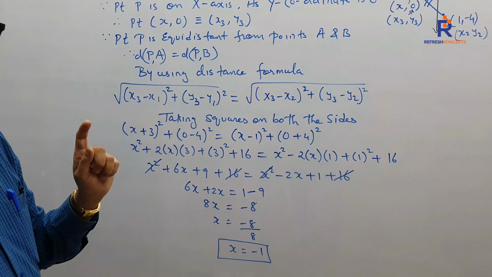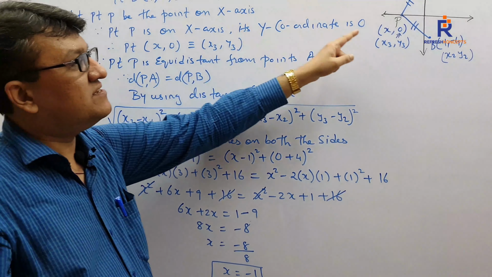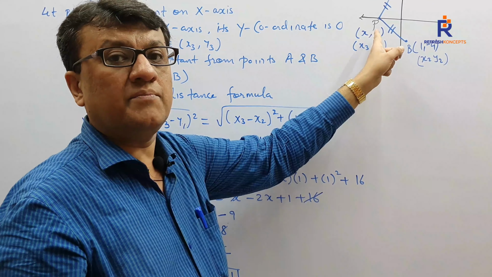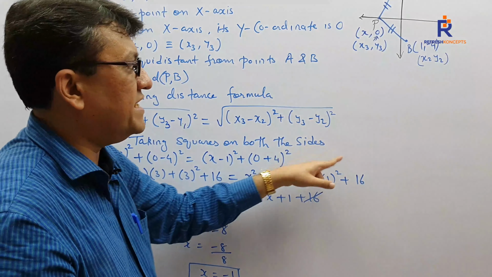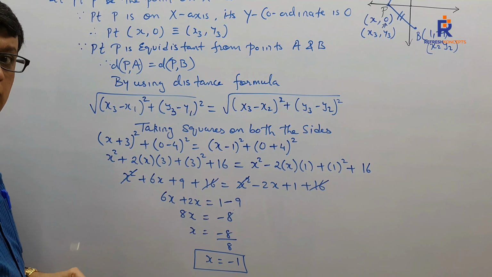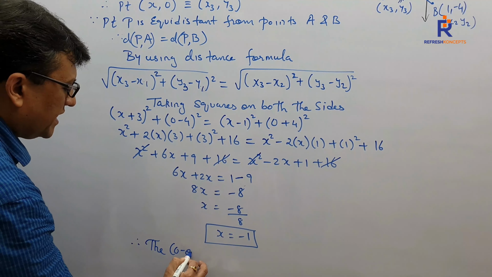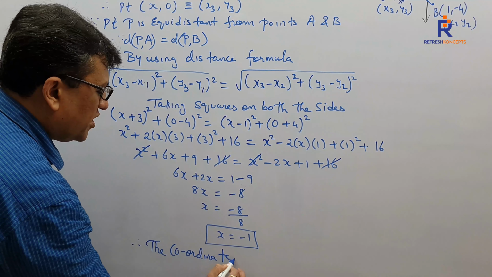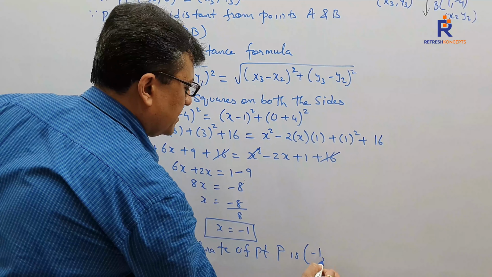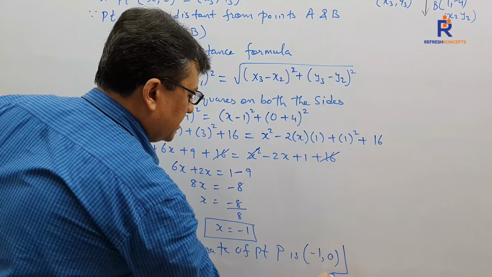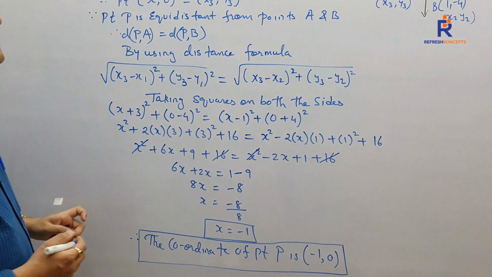Still we are not done with the sum. What are we supposed to write down? We need to write the point on the x-axis. Our presumption was correct. We took the point on the negative side. The x-coordinate turns out to be minus 1. Since it lies on the x-axis, the y-coordinate is 0. Therefore, the coordinate of point P is minus 1, 0.